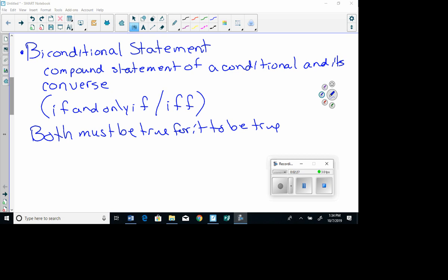Okay. There are two different laws for deductive reasoning, and the first one's called detachment.